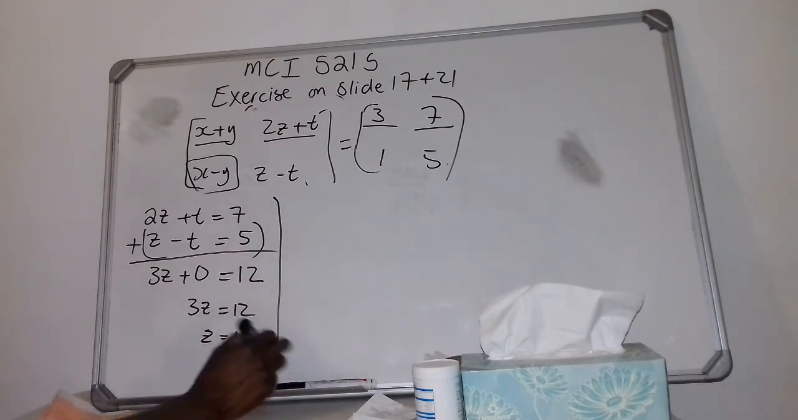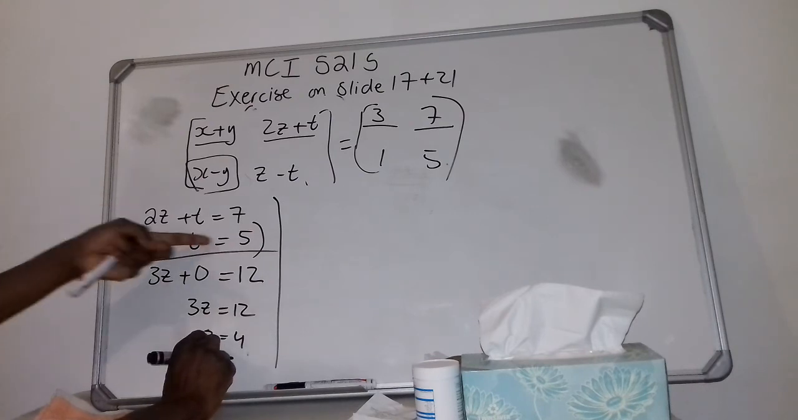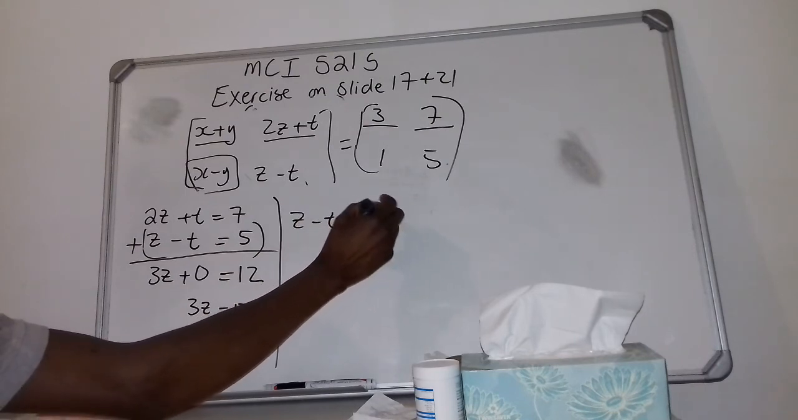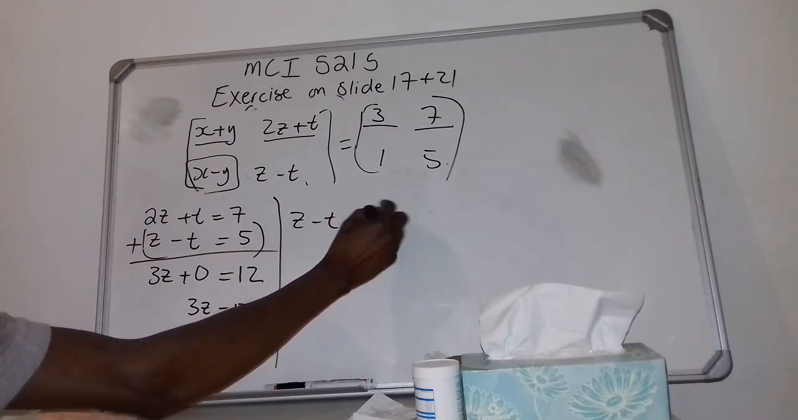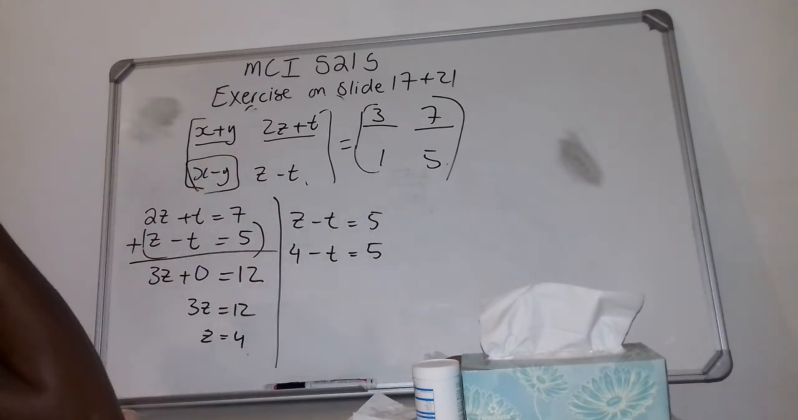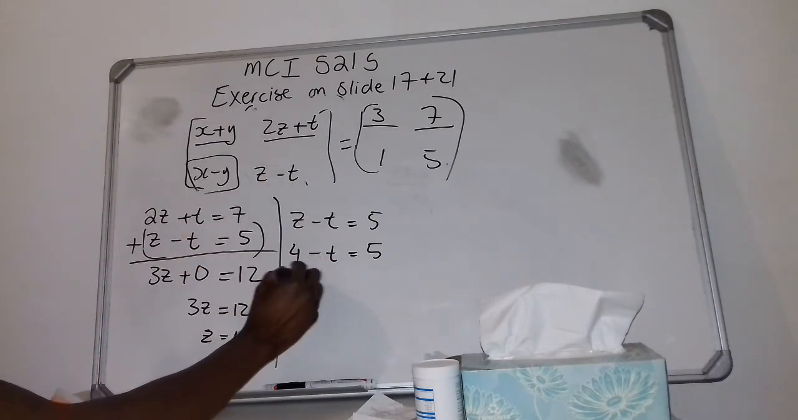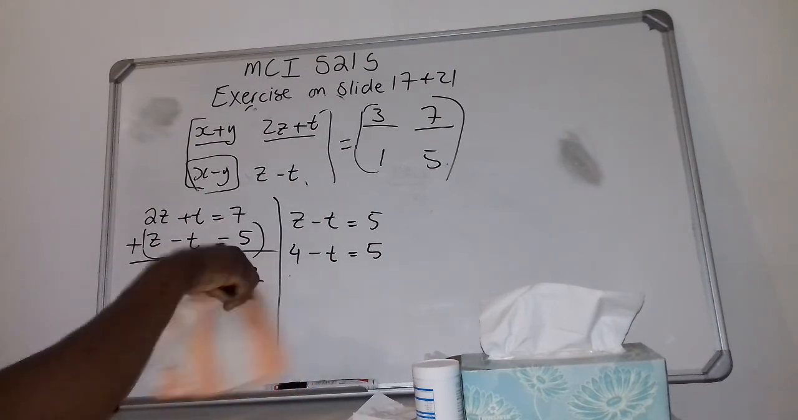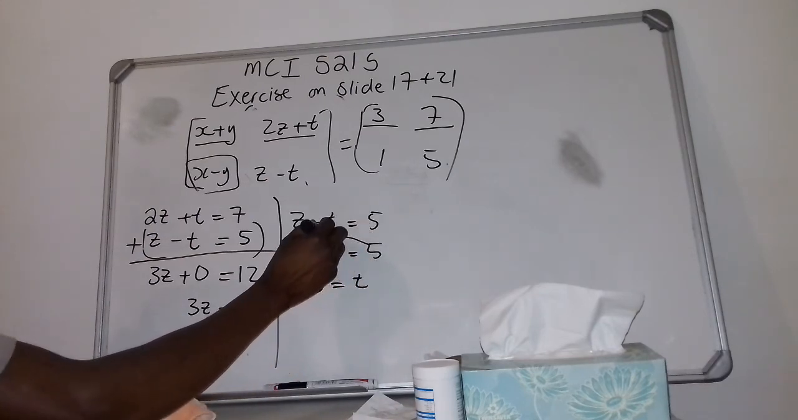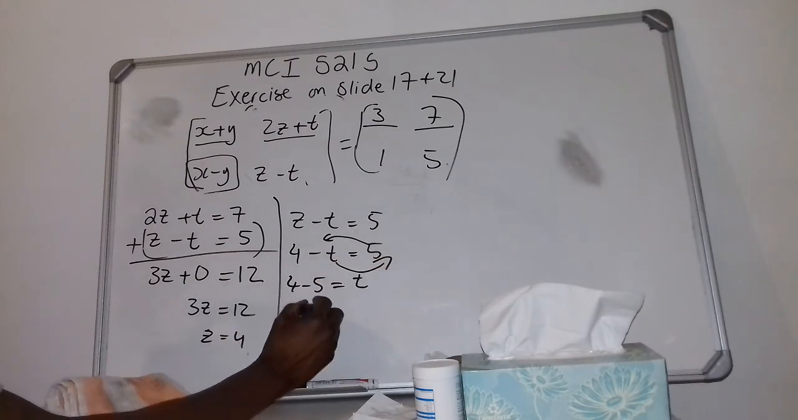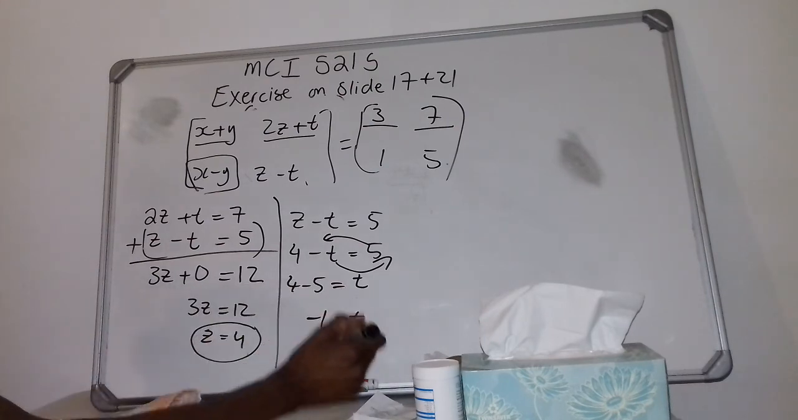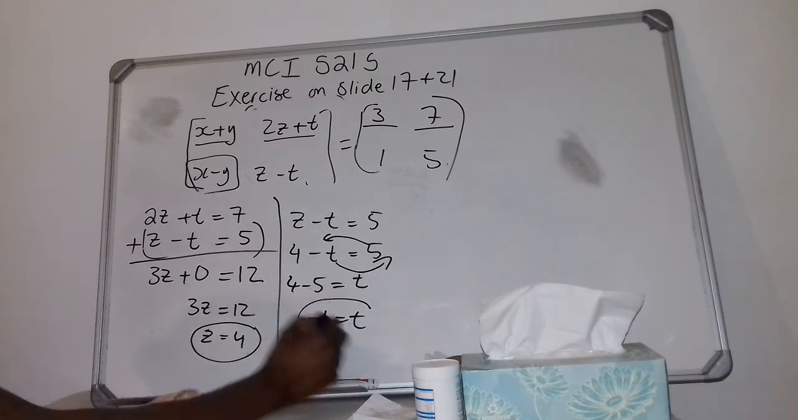Now I can take the z and put it in the simpler equation. z take away t is equal to 5. So 4 minus t is equal to 5. Then 4 take away 5 will give me positive t. I brought 5 to this side and took this one to the other side. So minus 1 is equal to t. So z is equal to 4 and t is equal to negative 1.